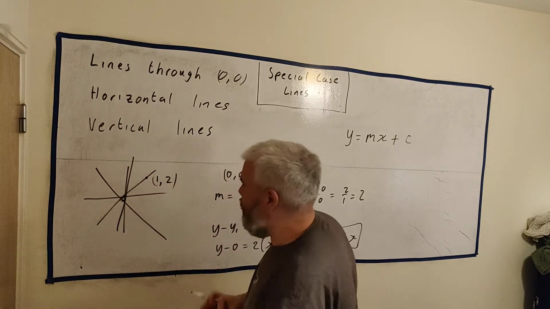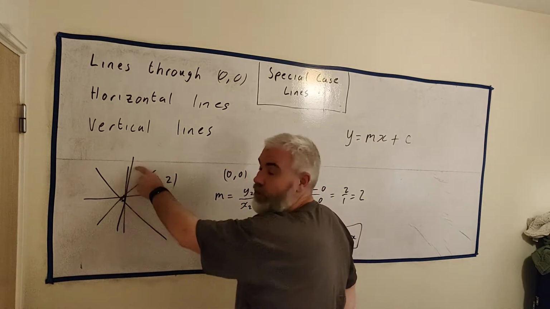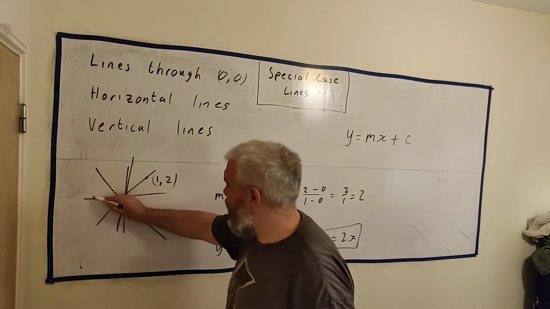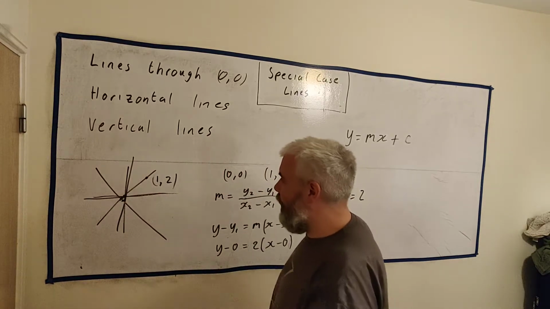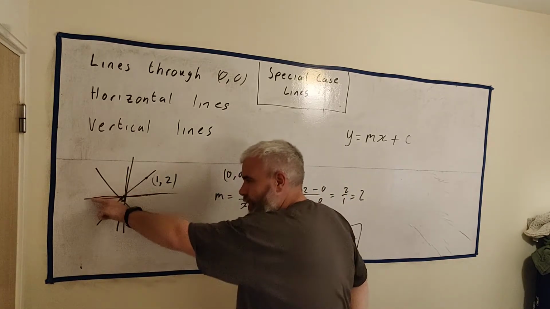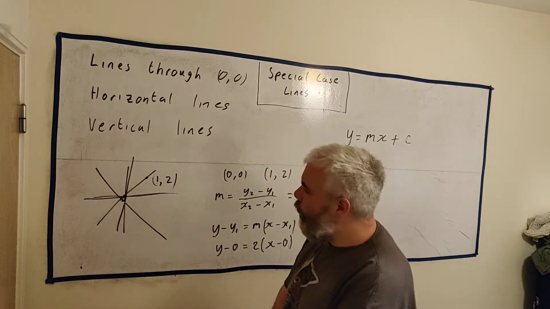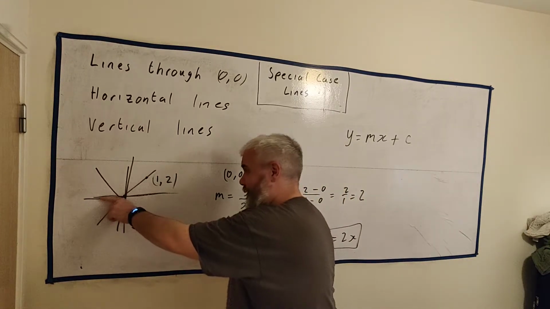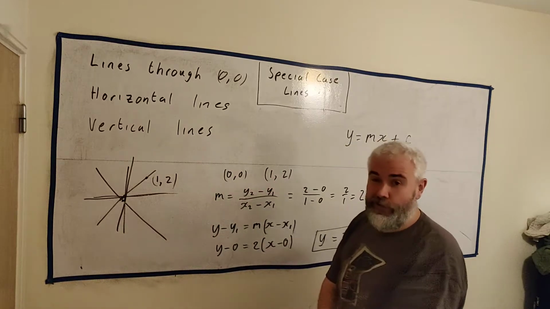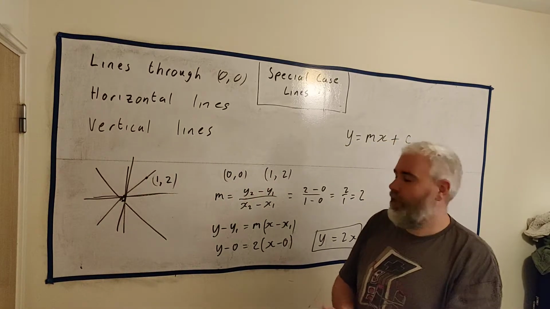A high one would be y is equal to maybe 100x. A really shallow one might be, this is not meant to be on the line, y is equal to minus 100 maybe x, something like that.